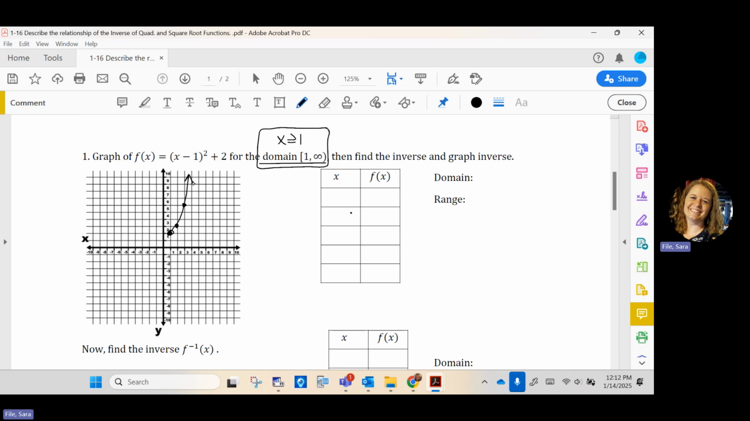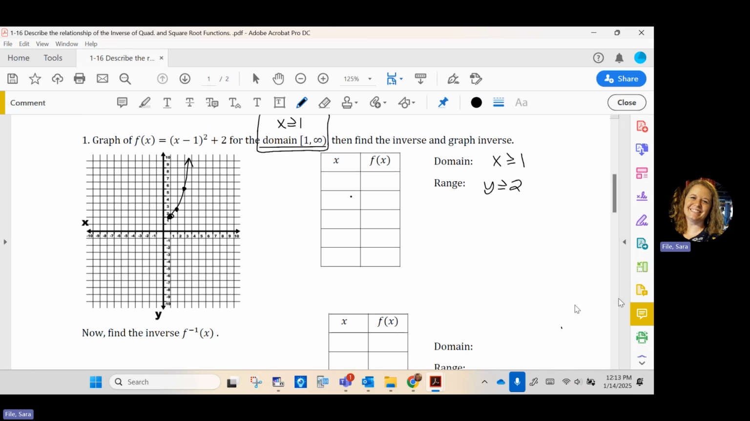Now the inverse, I don't even have to know the inverse to be able to switch the domain and range because we just got through talking about that. The domain is going to become the range of the, oh, well, this is for the original, sorry. So the domain is everything greater than or equal to 1. Now the range is low to high. This low point, the y value is at 2. So the y is everything greater than or equal to 2.